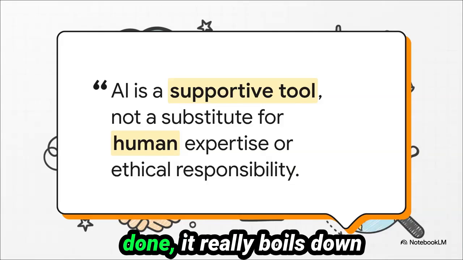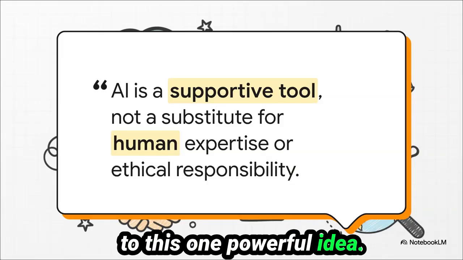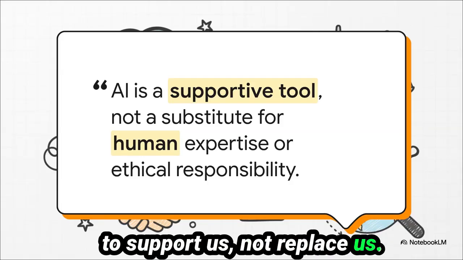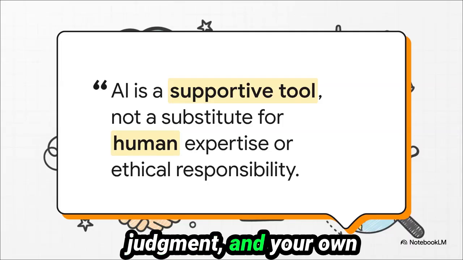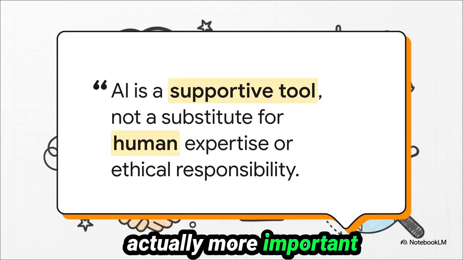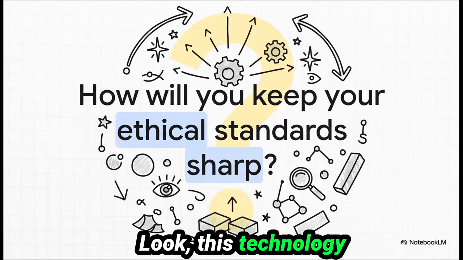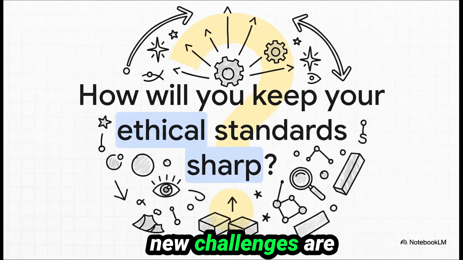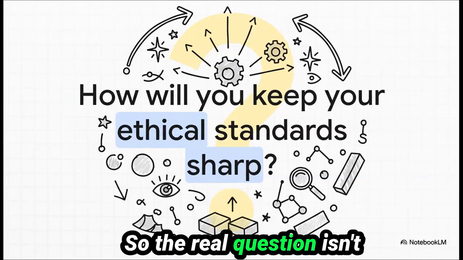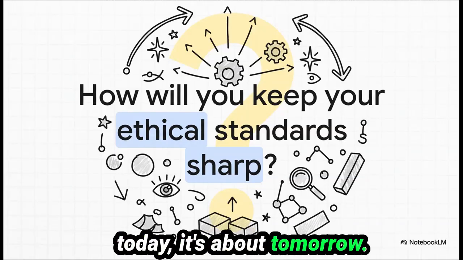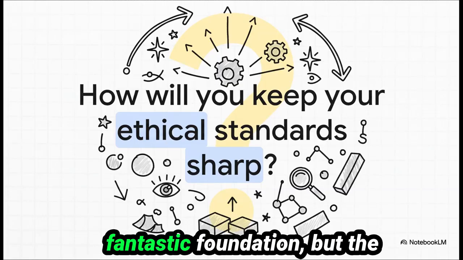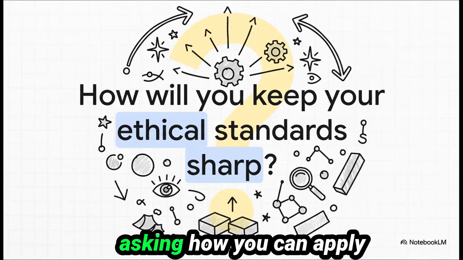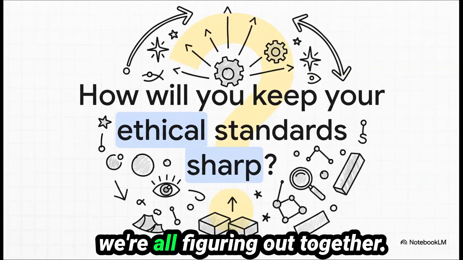When it's all said and done, it really boils down to this one powerful idea. The S.T.R.E.S.S Framework is here to remind us that AI is meant to support us, not replace us. Your expertise, your judgment, and your own ethical compass, they're actually more important now than ever before. Look, this technology is not standing still. It's going to change, it's going to evolve, and new challenges are definitely going to pop up. So the real question isn't just about what you do today, it's about tomorrow. This framework gives you a fantastic foundation, but the real work is staying alert, staying curious, and always asking how you can apply these principles to a future we're all figuring out together.